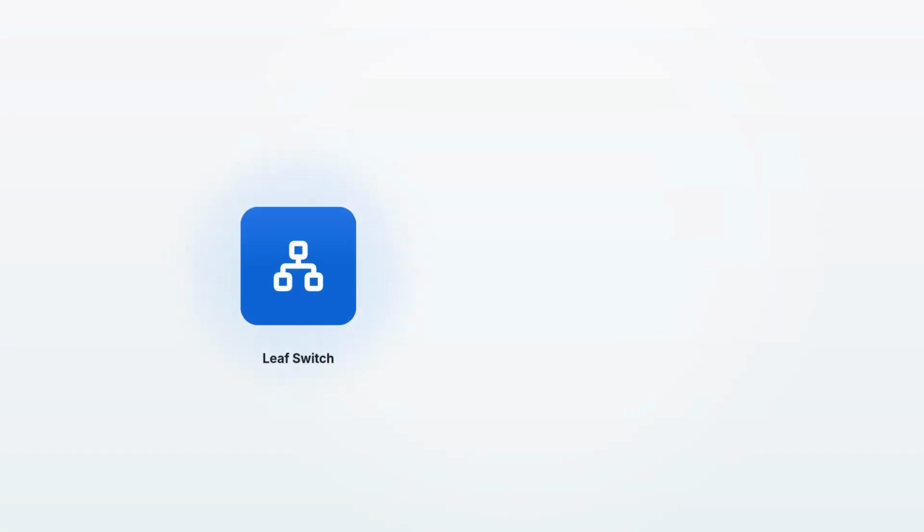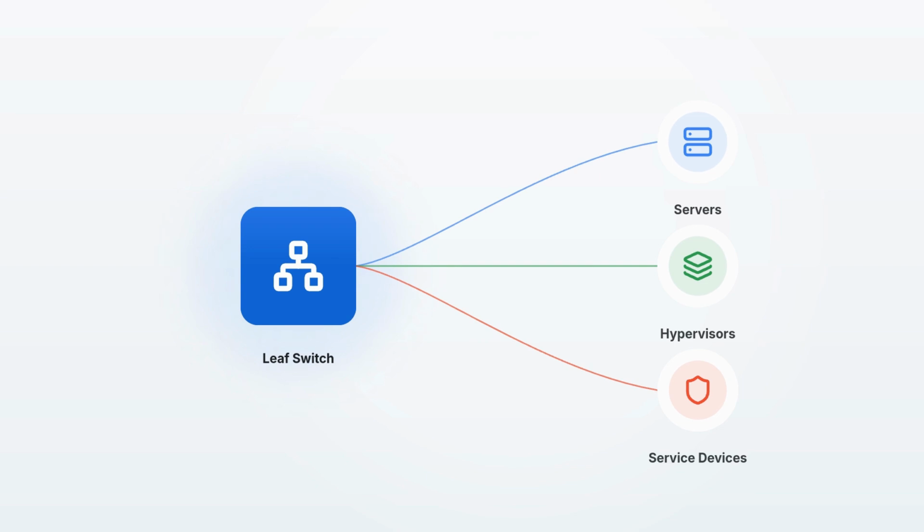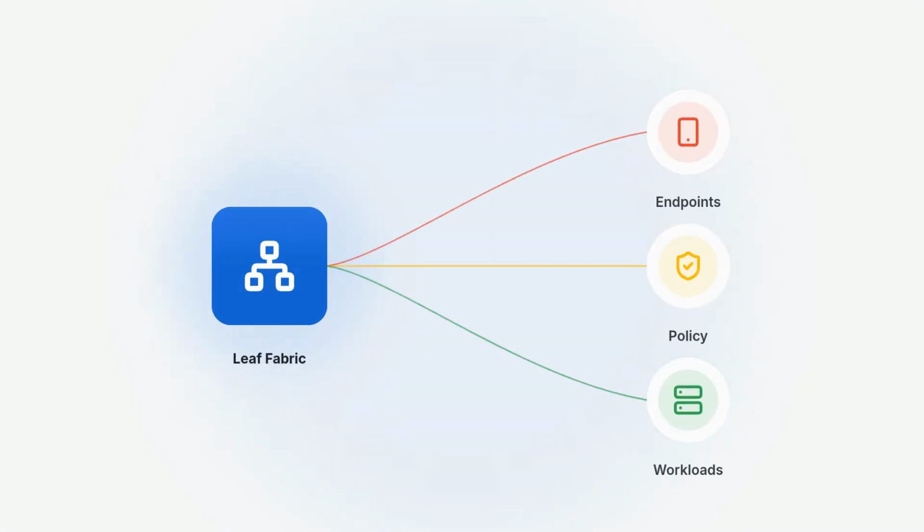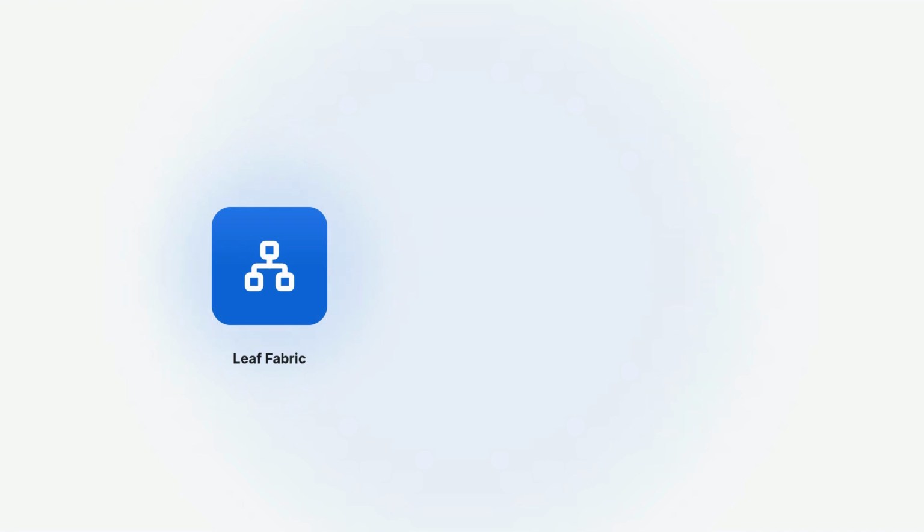Let's look at the hardware side. Endpoints like servers, hypervisors, and service devices connect to the leaf switches, not straight to the spines. Leaves are where policy gets enforced for connected endpoints. They're also where the fabric meets the workloads you actually care about. Spines don't connect directly to endpoints. Their job is fabric transport, carrying traffic between leaves.